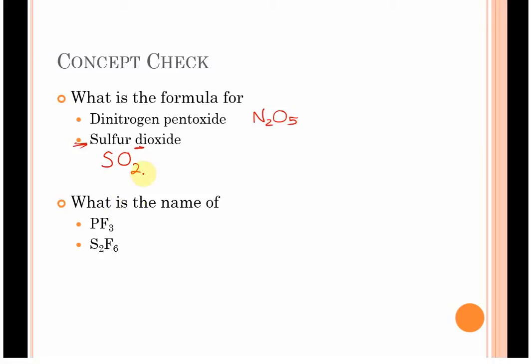What's the name of PF3? Well, 2 nonmetals. So we're going to name the first element by its element name. So P is phosphorus. Fluorine becomes fluoride. And the 3, we're going to use the prefix tri here. We're not going to use a prefix here because there's only one phosphorus.